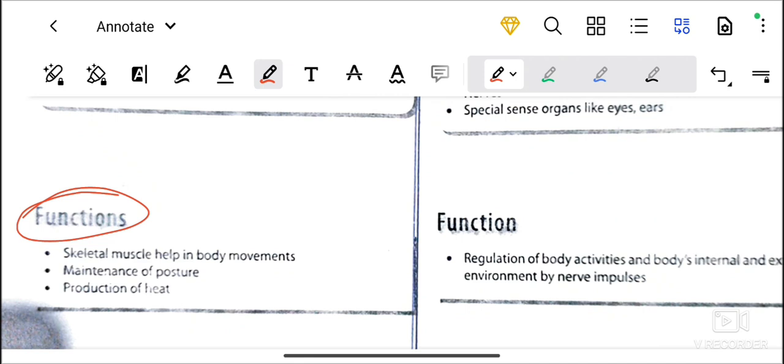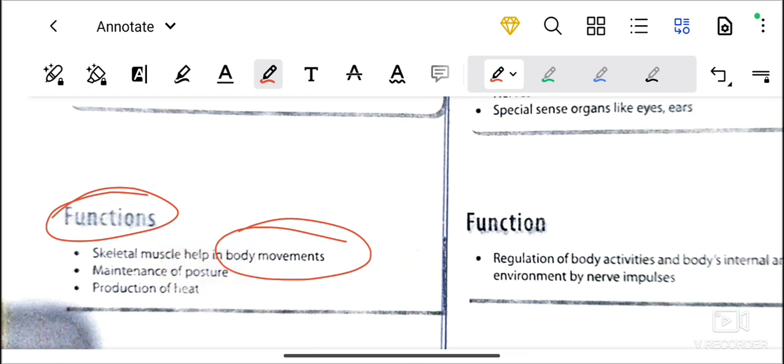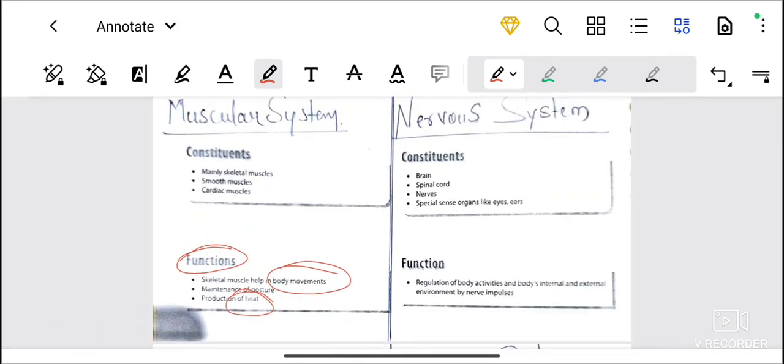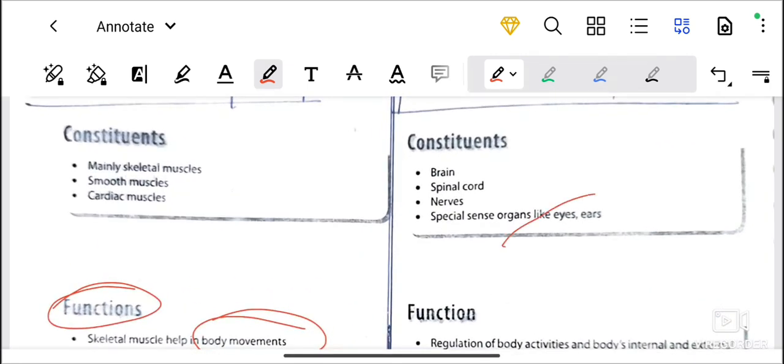Skeletal muscles help in the movement of the body. Skeletal muscles, plus skeletal bones, are helpful in body movements and maintenance of posture, that is, maintaining our straight body posture, and in the production of heat. That makes up the muscular system. Then the muscular system is complete, and the next is the nervous system.